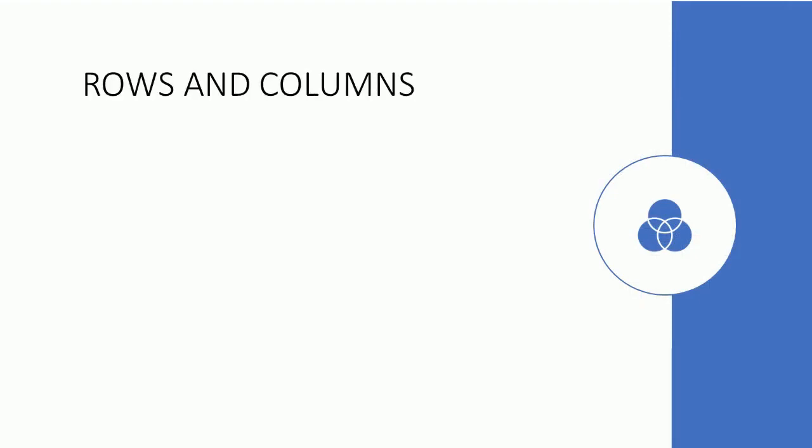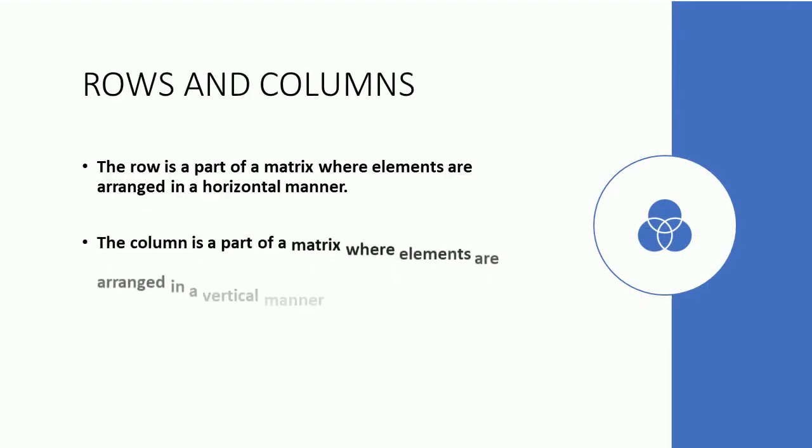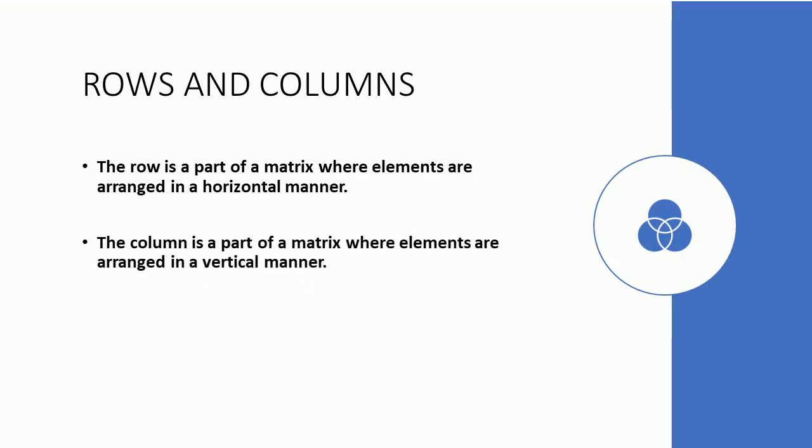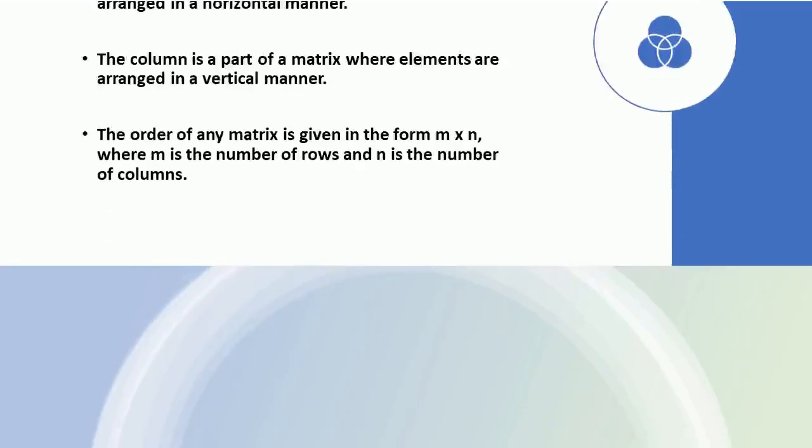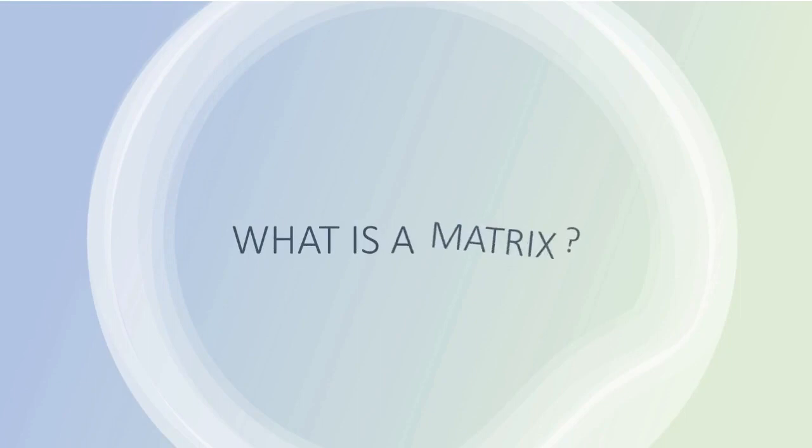So let us look at our slide and at what rows and columns are. A row is a part of a matrix where elements are arranged in a horizontal manner, while a column is the part of a matrix where elements are arranged in a vertical manner, as was shown in the previous slide. The horizontal lines were the rows, and the vertical bars were the columns. The order of any matrix is given in the form m by n, written as m times n, where m is the number of rows and n is the number of columns, as we will shortly see.